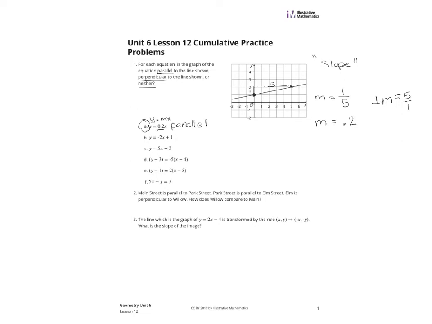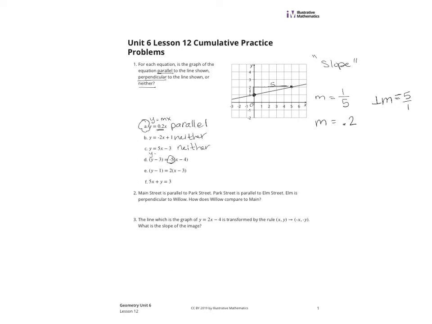So then this guy is neither. He is not parallel because it's not a slope of 1/5, and it's not perpendicular. It's not a slope of -5. C is also neither, because it's not a slope of 1/5, nor is it a slope of -5. So D is in point slope form, and I can see my slope right here.